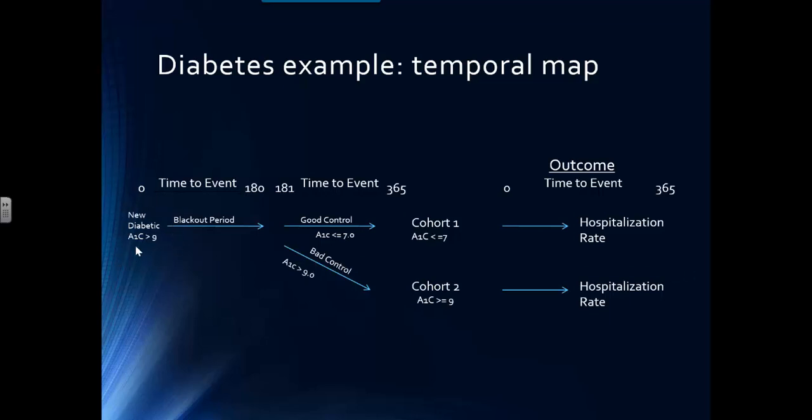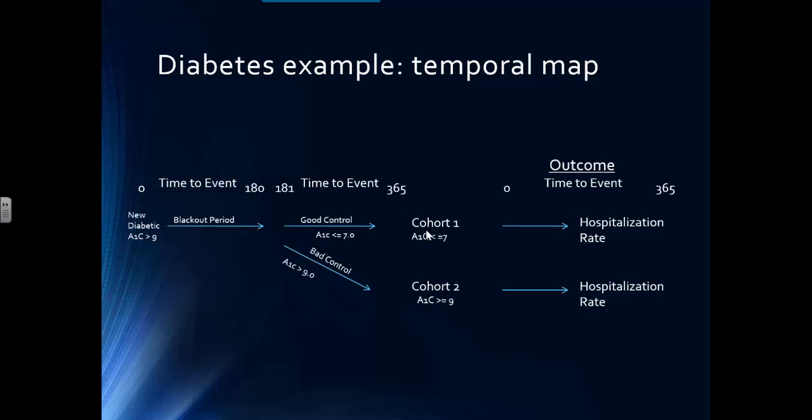In this case, it's going to be those diabetics we found before that actually had an A1C greater than or equal to 9.5. They were followed for a period of 180 days in what was called the blackout period, that is, we didn't look for any outcome. And then from day 180 to day 365, we looked for evidence of either good control, a hemoglobin A1C less than or equal to 7, or bad control, a hemoglobin A1C greater than or equal to 9. This was the outcome, less than or equal to 7, greater than or equal to 9.